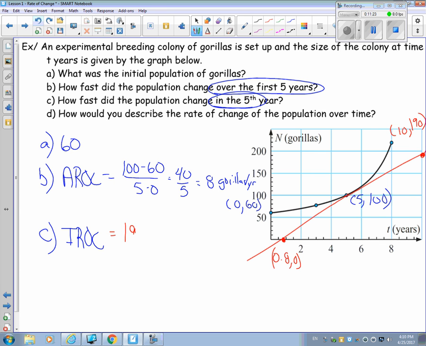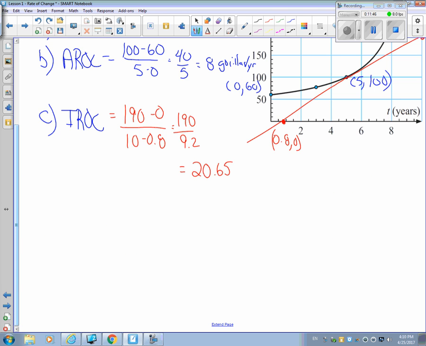So IROC, 190 minus 0 over 10 minus 0.8 gives you 190 over 9.2. So if we type that into our calculator, we end up with 20.65. So what happened in the 5th year? The population increased by 20.65. That was the rate of our increase.